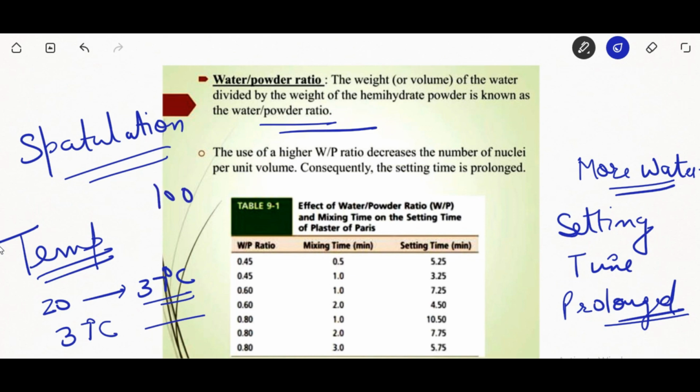At 100 degrees Celsius, the solubilities of hemihydrate and dihydrate are equal, in which case no reaction can occur, and the gypsum will not set.